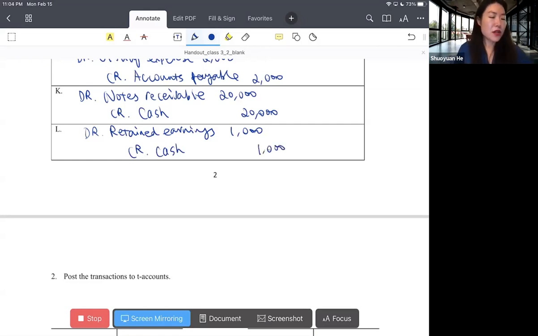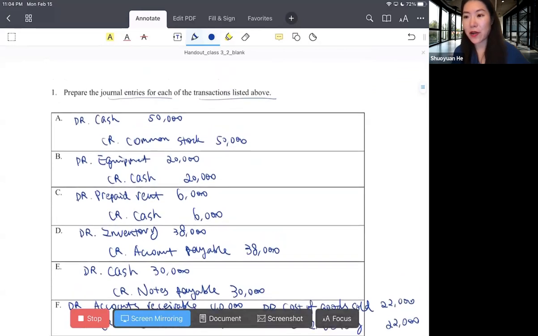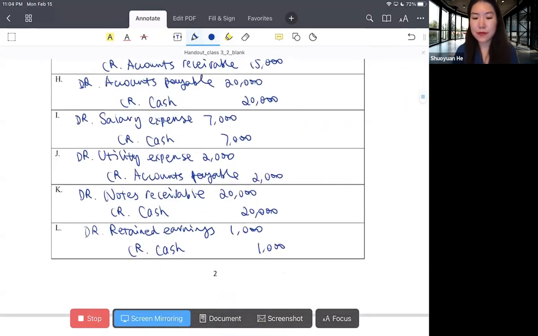So this is the third step in the 10-step accounting processing cycle, which is to record the journal entry. All of those are journal entries that we just did.